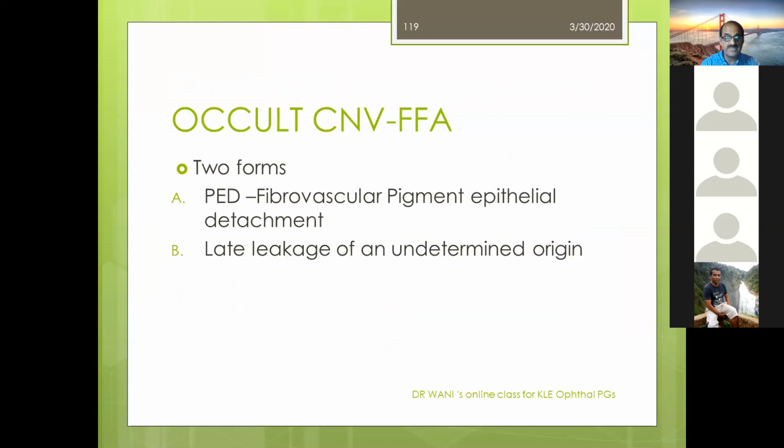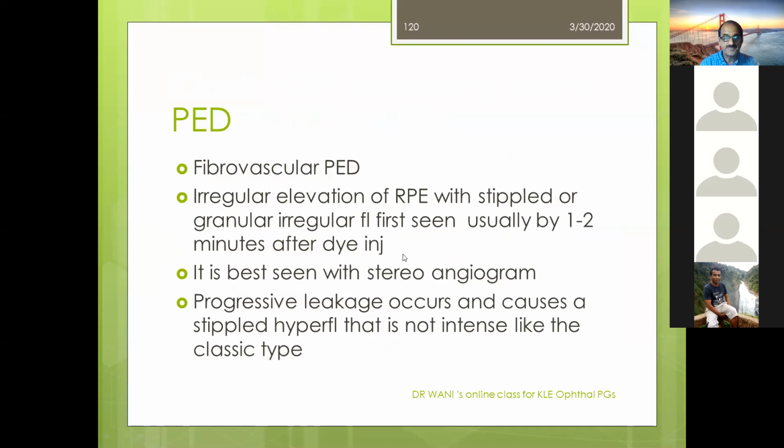I told you about this. The occult CNV is seen in two forms. Occult CNV is below the RPE. Again, I just want to remind you, it's below the RPE. There are two forms. One is fibrovascular pigment epithelial detachment. Another is late leakage of undetermined origin.